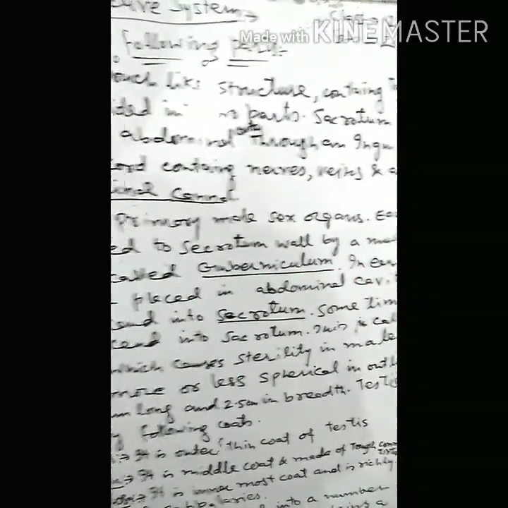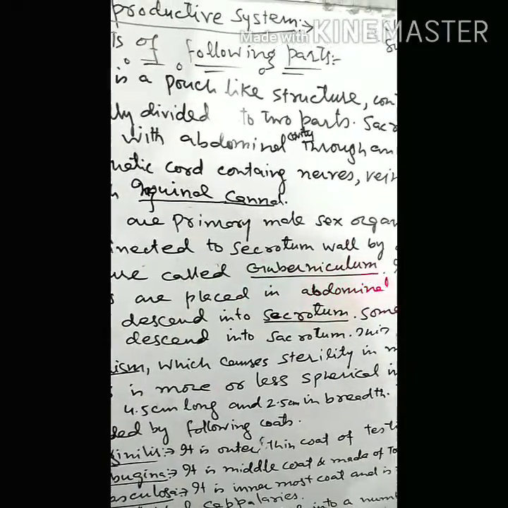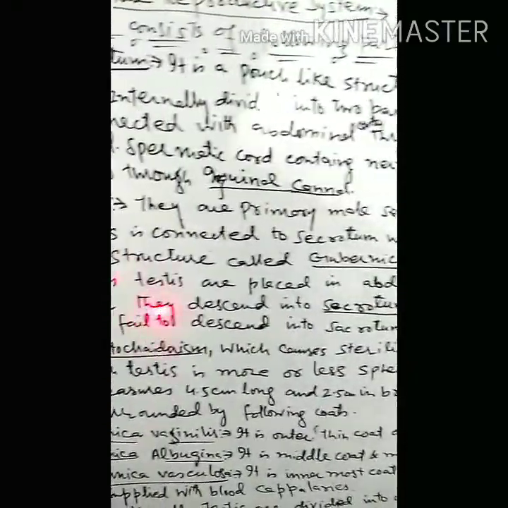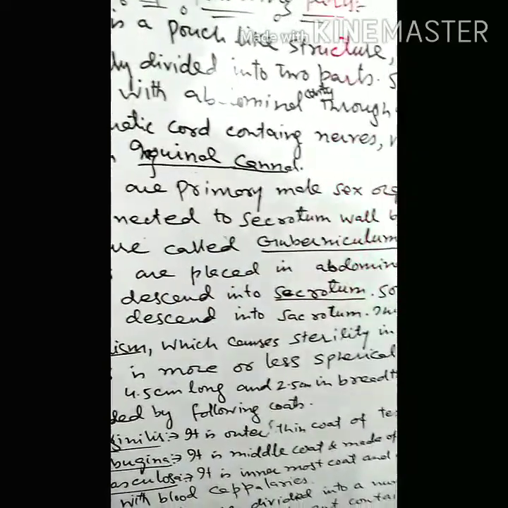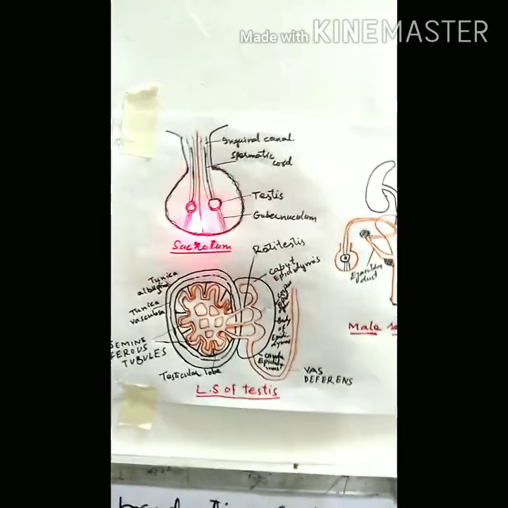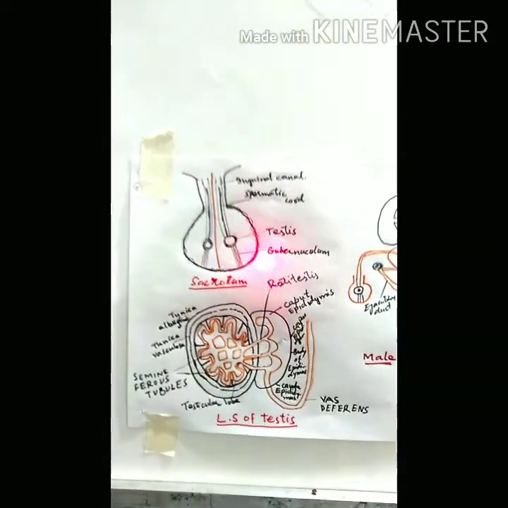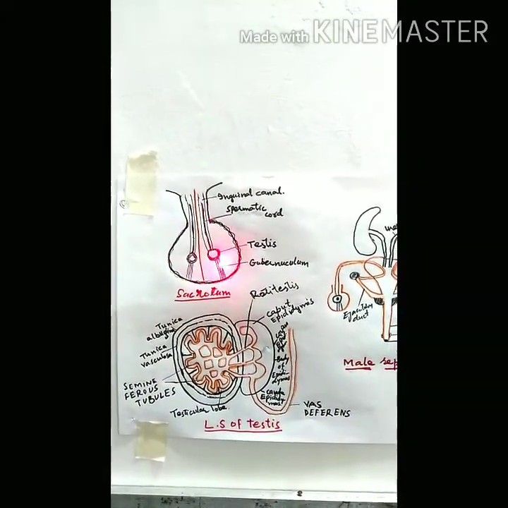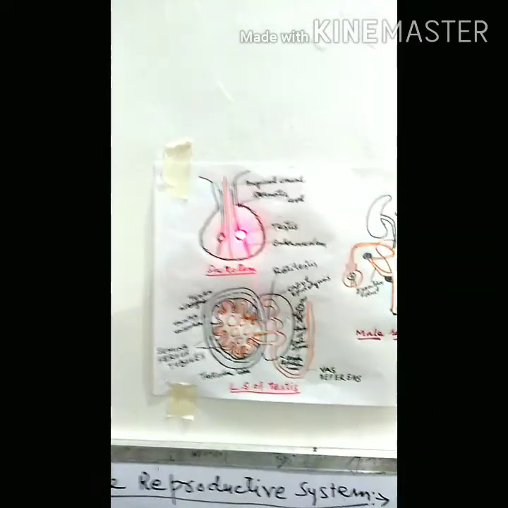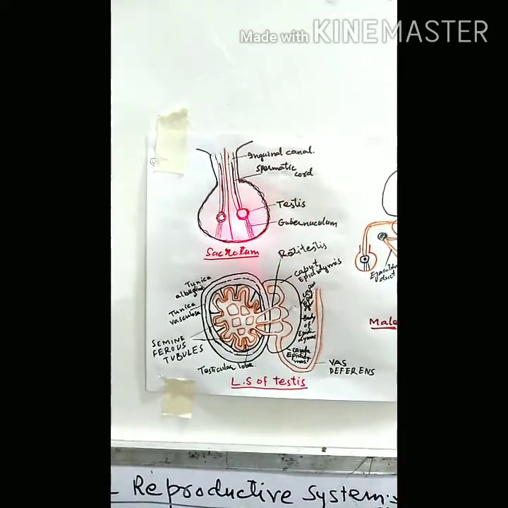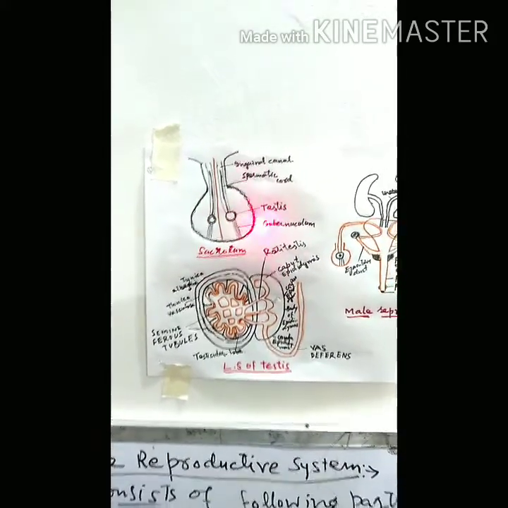In earlier stages, testes are placed in the abdominal cavity. Later, they descend into the scrotum. They come down here. This is the testis, this is the scrotum. One testis and the second testis, both are connected to the scrotum wall by a muscle structure called gubernaculum.